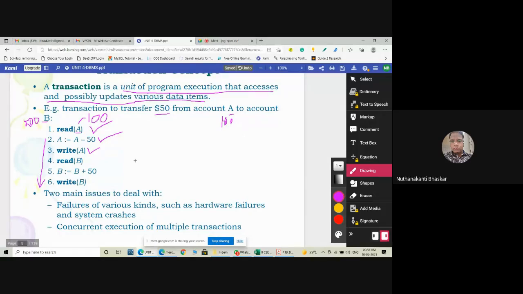Now, when I want to read, because I am the machine and I don't know the value, I read A. Now $100 is there. Next, I need to perform the mathematical operation A equal to A minus 50, because I need to deduct $50 from A's account to transfer it to B's account. But that must be updated, so the updation must be done through the write operation.